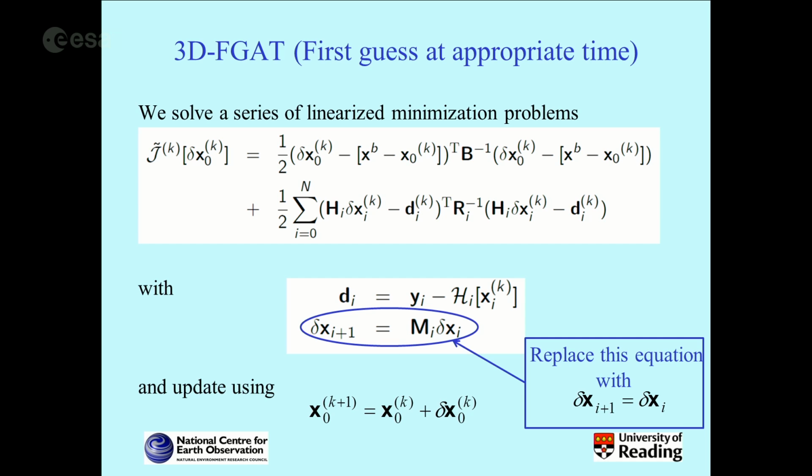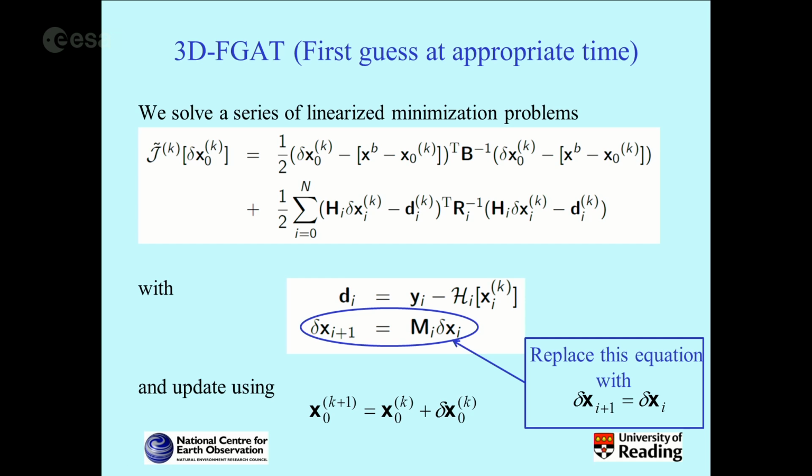There's an intermediate thing. We said 4D var uses the observations over the time window, 3D var uses just the observations at the start of the time window. There's an improvement of 3D var called 3D FGAT, or first guess at appropriate time, which uses this incremental formulation. But where we have the linear model M here, it just replaces it with the identity.